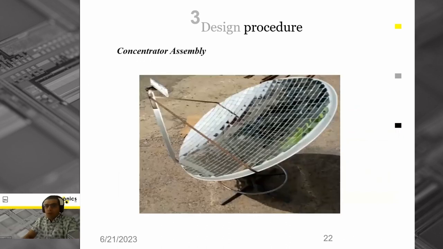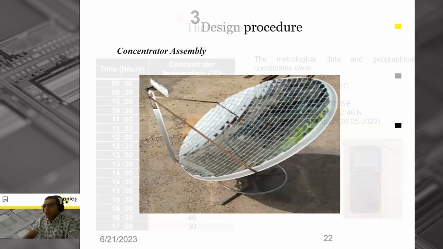When the development of each part of the solar parabolic concentrator ended, we proceeded to assemble the different components together in order to obtain the complete system, which is presented in the picture. Our concentrators are now ready to be used and evaluated.